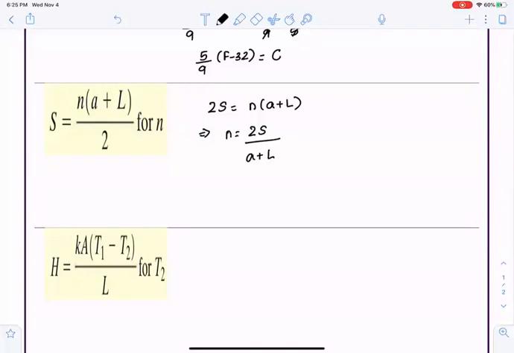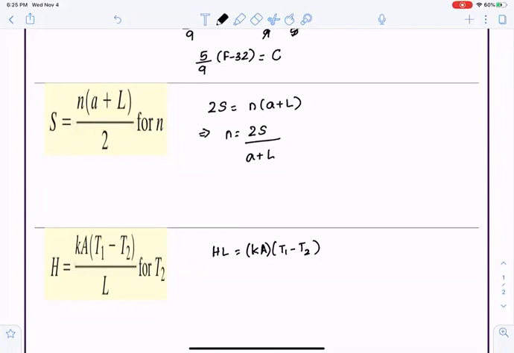So we have to solve for T2. The very first step would be to multiply by L on both sides. So H times L would be equal to Ka multiplied by T1 minus T2. A common mistake would be to distribute the Ka immediately. Now, there's nothing wrong with that, but you're actually making things harder on yourself. Anytime we have a factored form, it is organized. So divide by that factor so that we can isolate T2 nicely.